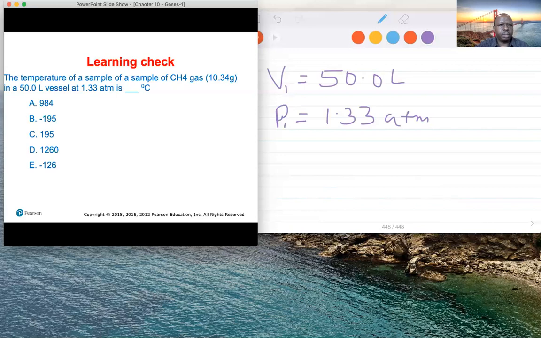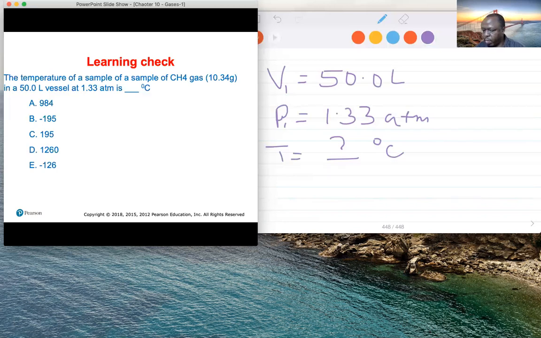All right. We are looking for temperature in degrees Celsius. If I look at the variables given, it's not gonna work with Charles' law. I need to have at least V2 or more than one. It's not gonna work with Boyle's law. So you have to plug it in. This is clearly the ideal gas equation. And like I said, the temperature has always to be in Kelvin, but they want us to express the final temperature in degrees Celsius.